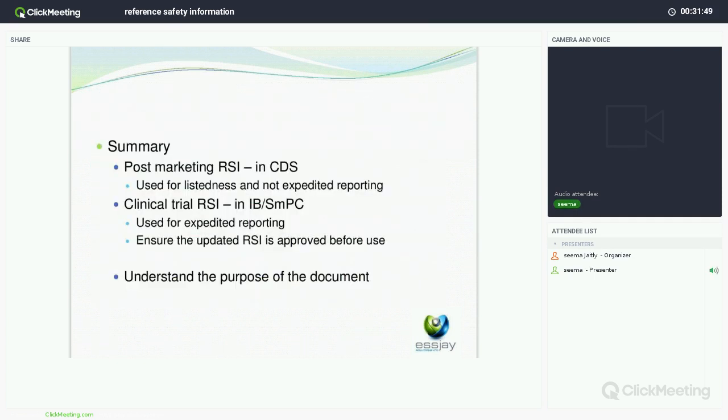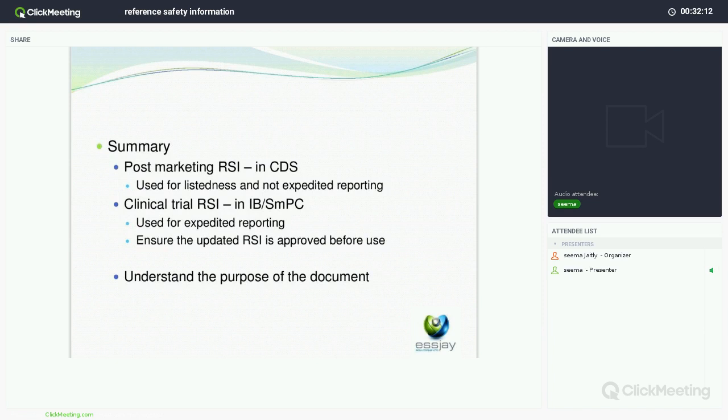So just to summarize, I think if we look at the post-marketing and the clinical trial setting, it is quite different as to how the documents are used. And I think it is confusing because people talk about reference safety information, but actually it's RSI being used in different contexts. So for post-marketing, we're using the core safety information. It's for listedness, not for expedited reporting.